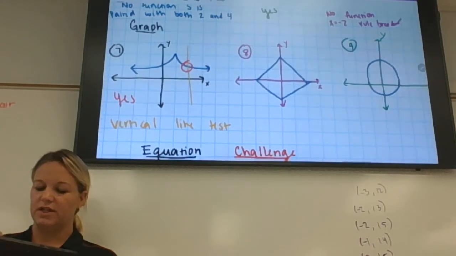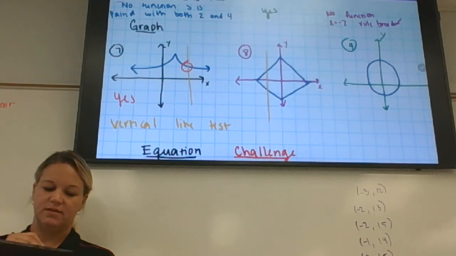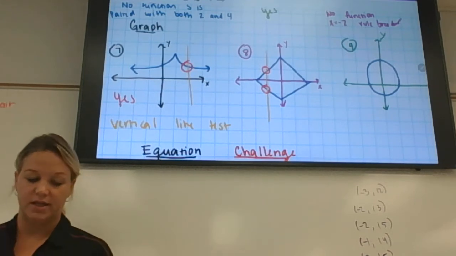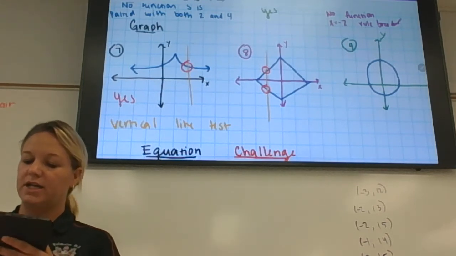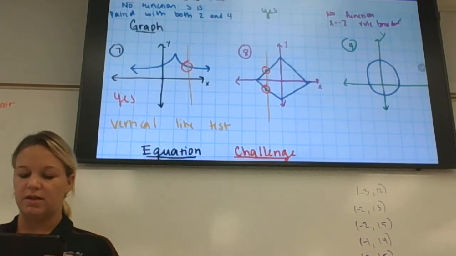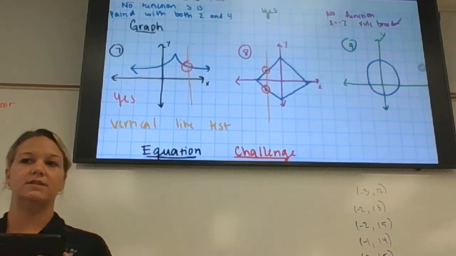On this vertical line, I hit the graph twice. Now I'm going to challenge somebody. Put my green dot here, my green dot here. Who in the room could tell me the ordered pairs for those green dots?